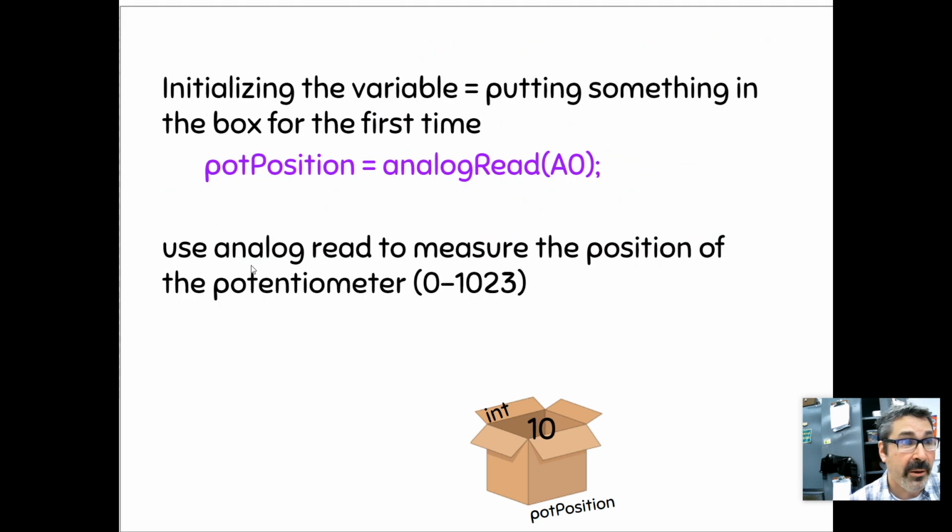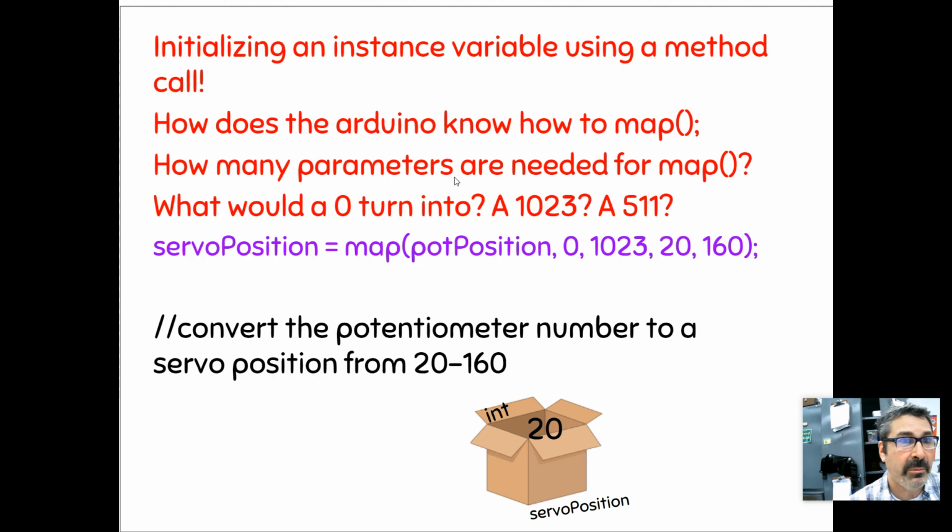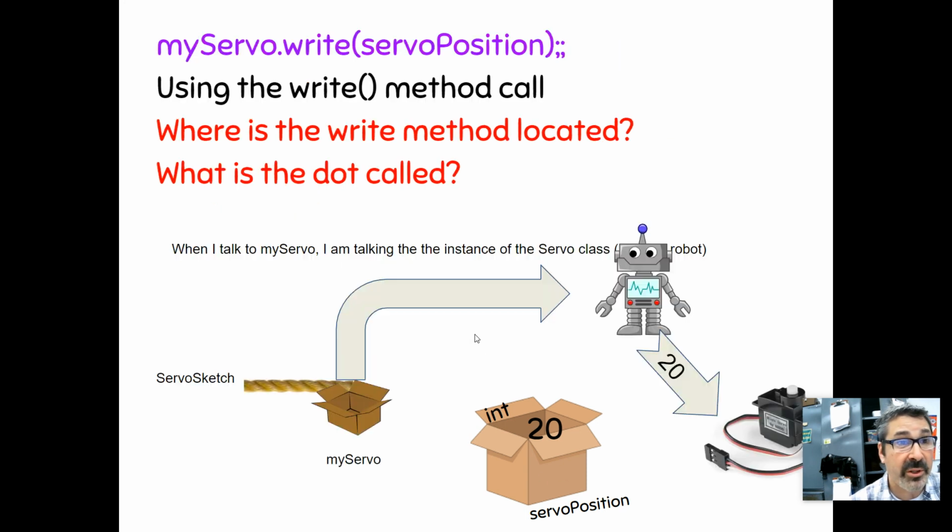So like right here, we just said the potentiometer position equals, no, where's the map? Oh, here's the one I was looking for. So we said the servo position equals map. We took the potentiometer thing, we figured out the new servo position, and now we're going to say, hey, my servo, he's like, what y'all want? And you're like, I want you to write. He's like, what do you want to write? I want you to write what's in this box. And so then he sends that information to the servo, and the servo turns.